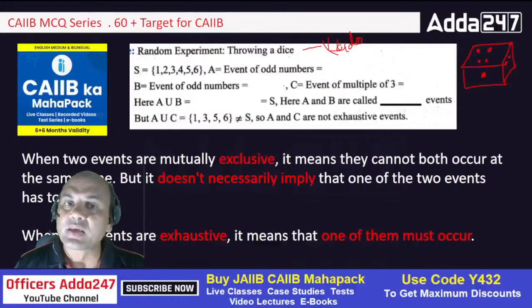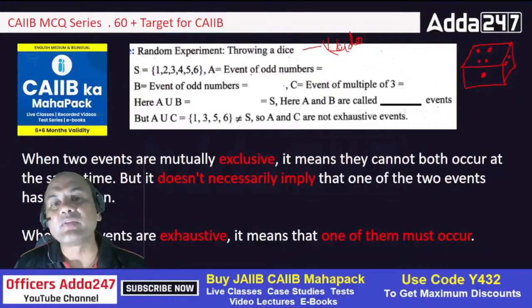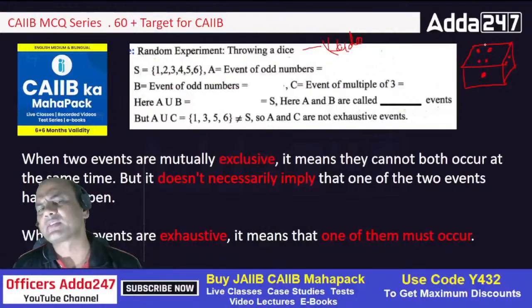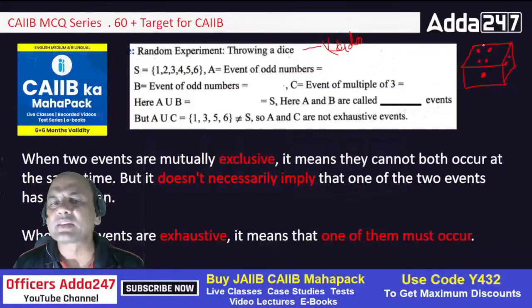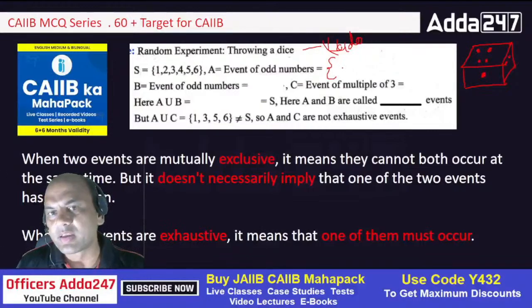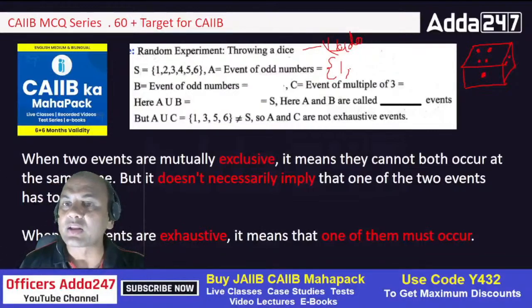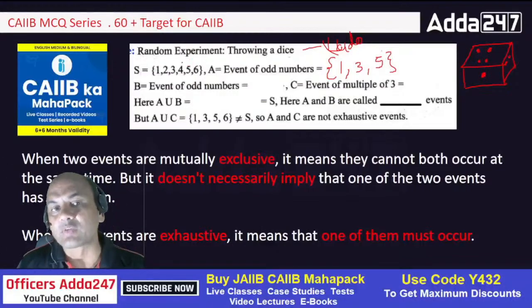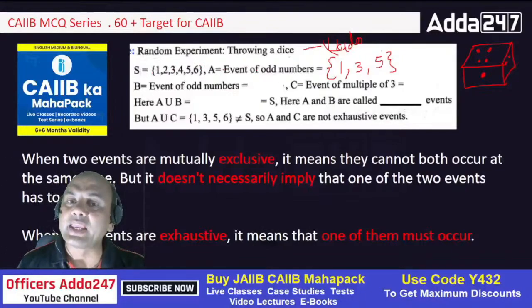6 available. Now if I consider A as an event of odd numbers, it means I'll get odd numbers only. How many odd numbers are there? Suppose I make this bracket over here: it is either 1, or I'll have 3, or I'll have 5, because in total I'm having 6 only. Out of this, 1, 3 and 5. So A is an event of odd numbers.